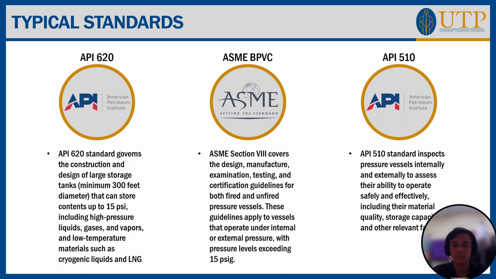These contents can include high-pressure liquids, gases and vapors, as well as low-temperature materials ranging from -198 degrees Celsius to 121 degrees Celsius, such as cryogenic liquid and liquefied natural gas. Second is the ASME Boiler and Pressure Vessel Code. ASME Section 8 deals with pressure vessels and includes guidelines for their design, manufacturing, examination, testing, and certification. This section applies to both fired and unfired pressure vessels exceeding 15 psig, regardless of whether they operate under internal pressure or external pressure.